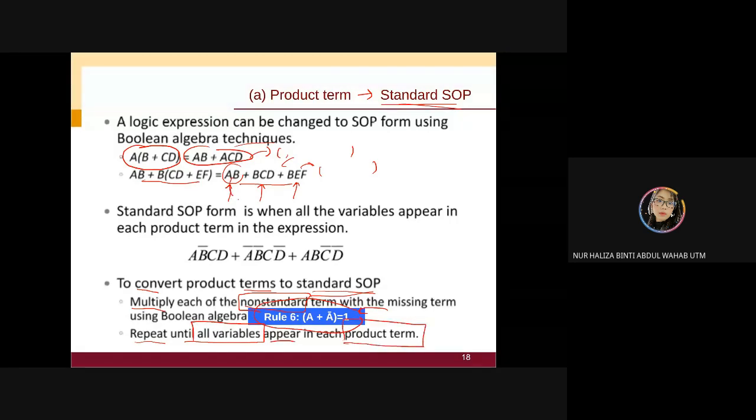So for this product term, you're going to multiply with C plus C bar. And then after you get the product term, you're going to multiply again with D plus D bar. You need to repeat until all variables are in your product term. Similar to this one, you just multiply one time. Oh, you got until F. Too long to do. So that is the example.